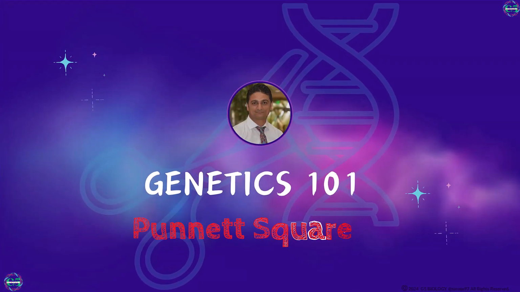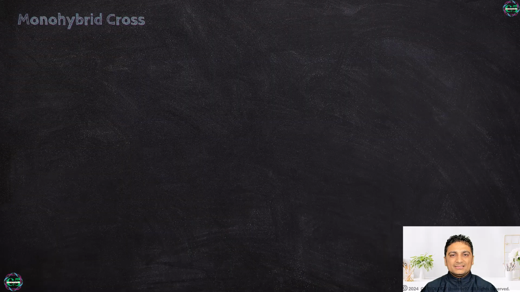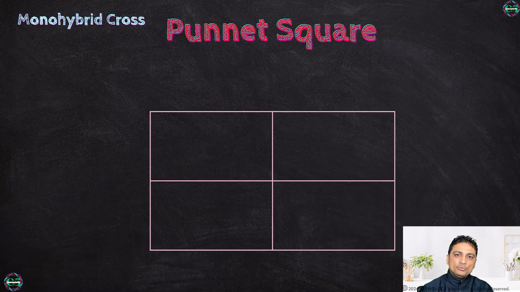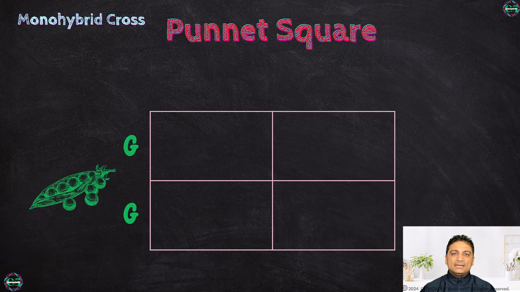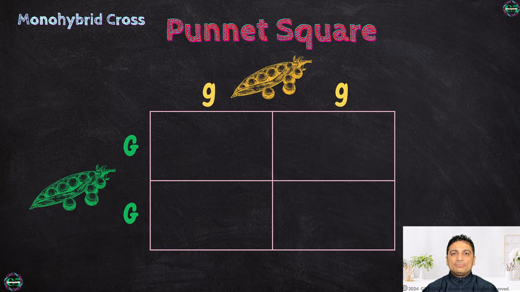Today we are going to talk about Punnett Square in this video. Punnett Square is a powerful tool used in genetics to predict the outcomes of a cross. If we cross a pure green pod pea plant denoted as GG with another pure yellow pod pea plant denoted as lowercase gg, we can predict the outcomes by using the Punnett Square.